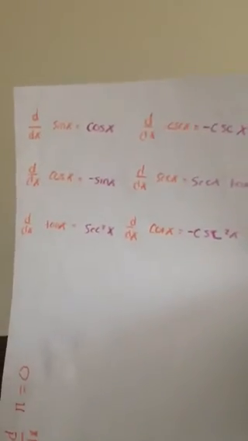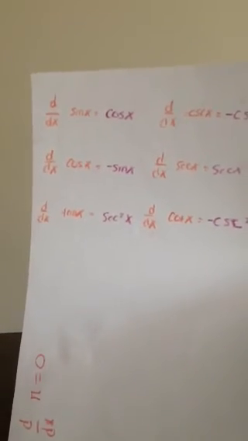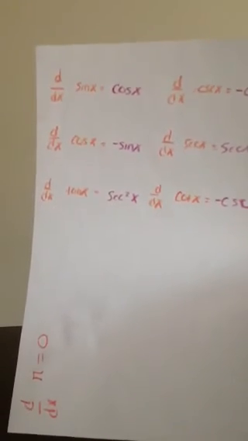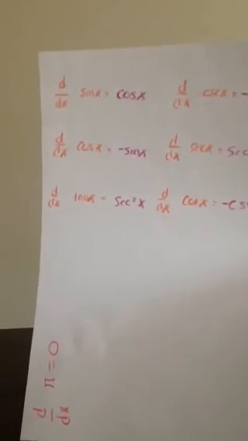Afterwards, I began by filling in each and every single one of them. The two that everyone usually remembers are the derivative of sine of x and the derivative of cosine of x. The derivative of sine of x is cosine of x, and the derivative of cosine of x is negative sine of x.